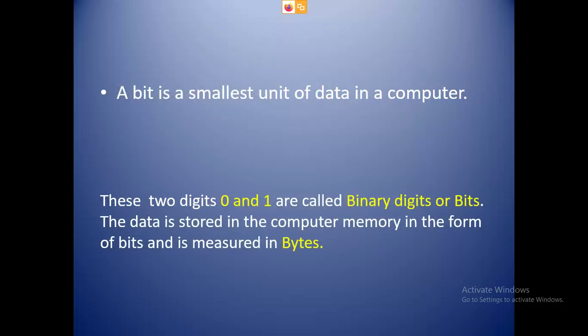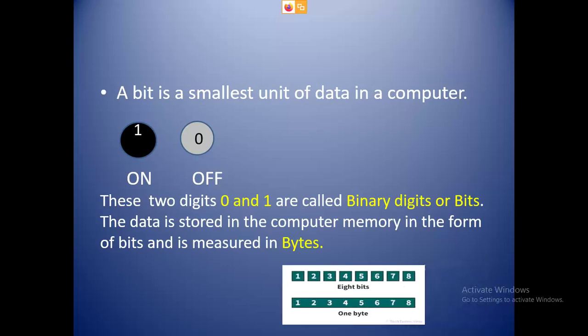Now, what is the lowest or smallest unit of computer storage? A bit is the smallest unit of data in a computer. That is represented by on, 1, and off, 0. These two digits 0 and 1 are called binary digits or bits. The data is stored in the computer memory in the form of bits and is measured in bytes. We'll discuss how it becomes the byte.